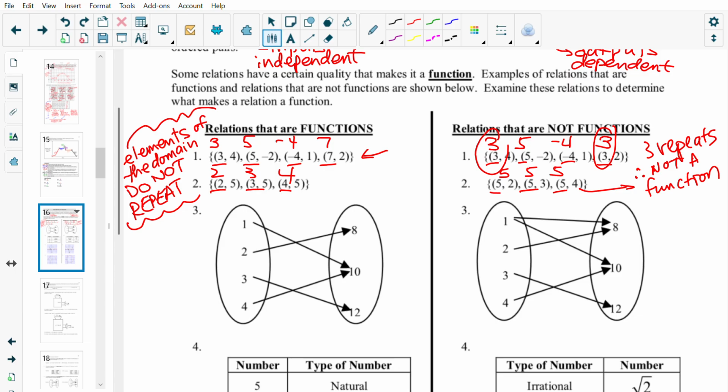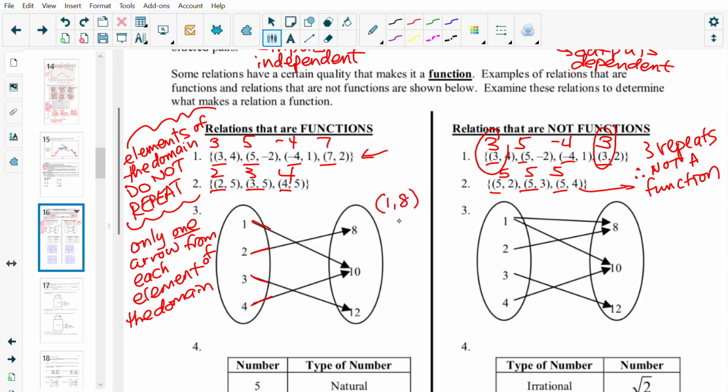In an arrow diagram, how do I know it's a function? Only one arrow from each element of the domain. This is an arrow diagram. Basically, I don't want elements of the domain to repeat, so I look for only one arrow from each. If I write the ordered pairs for this, you'll see that the first values of the ordered pairs don't repeat.